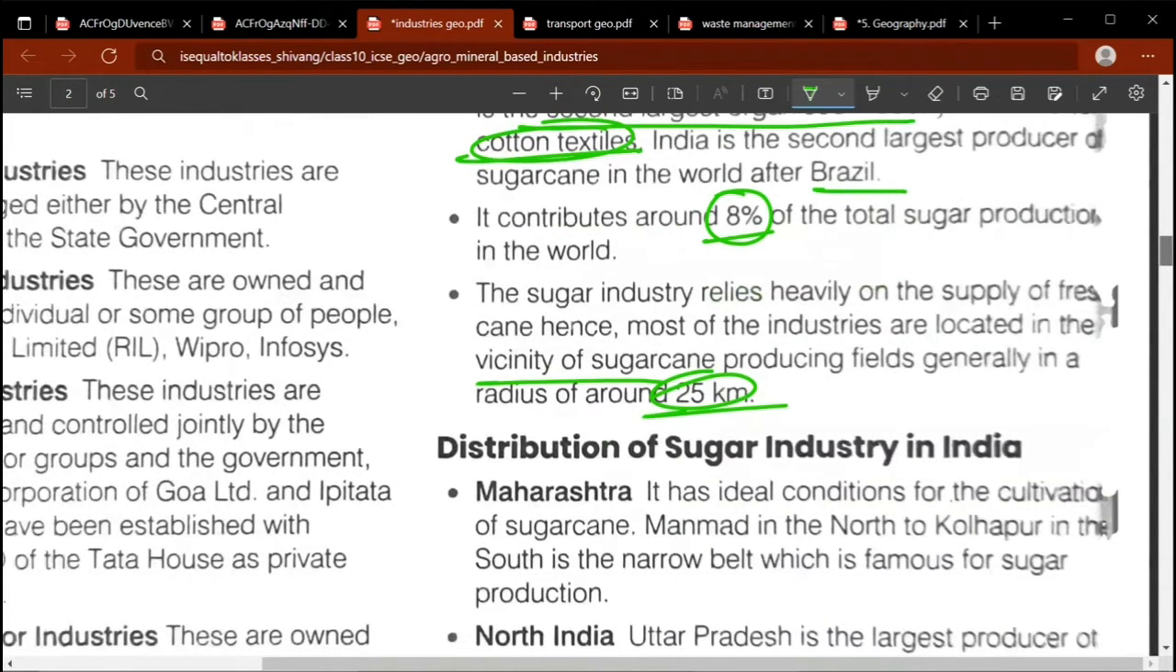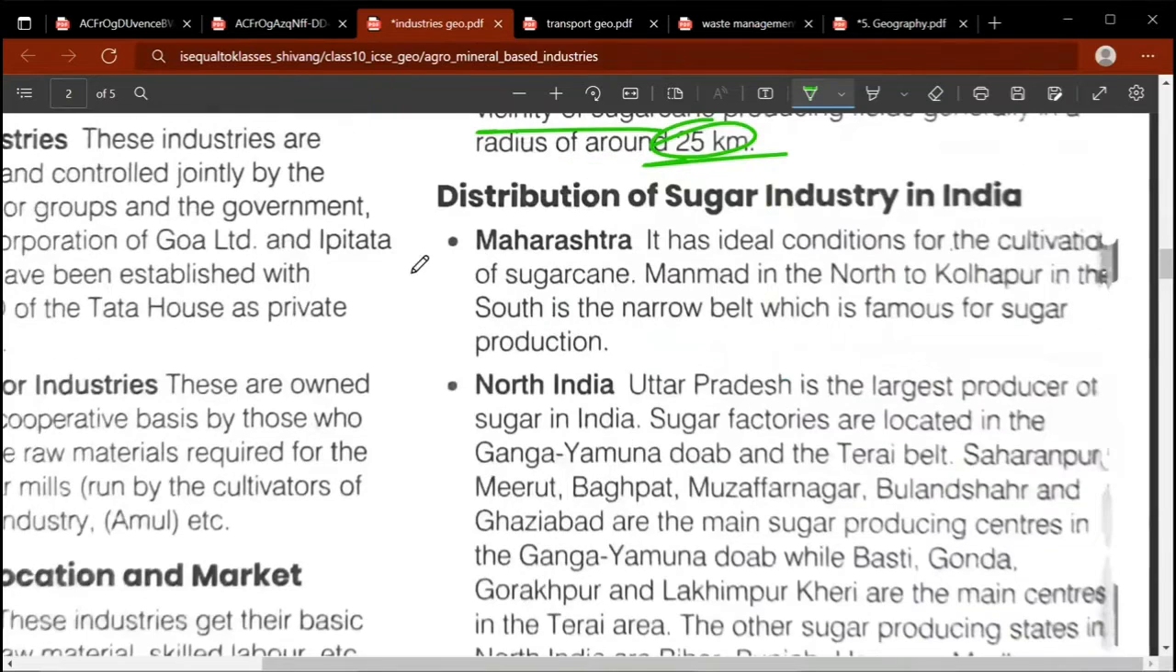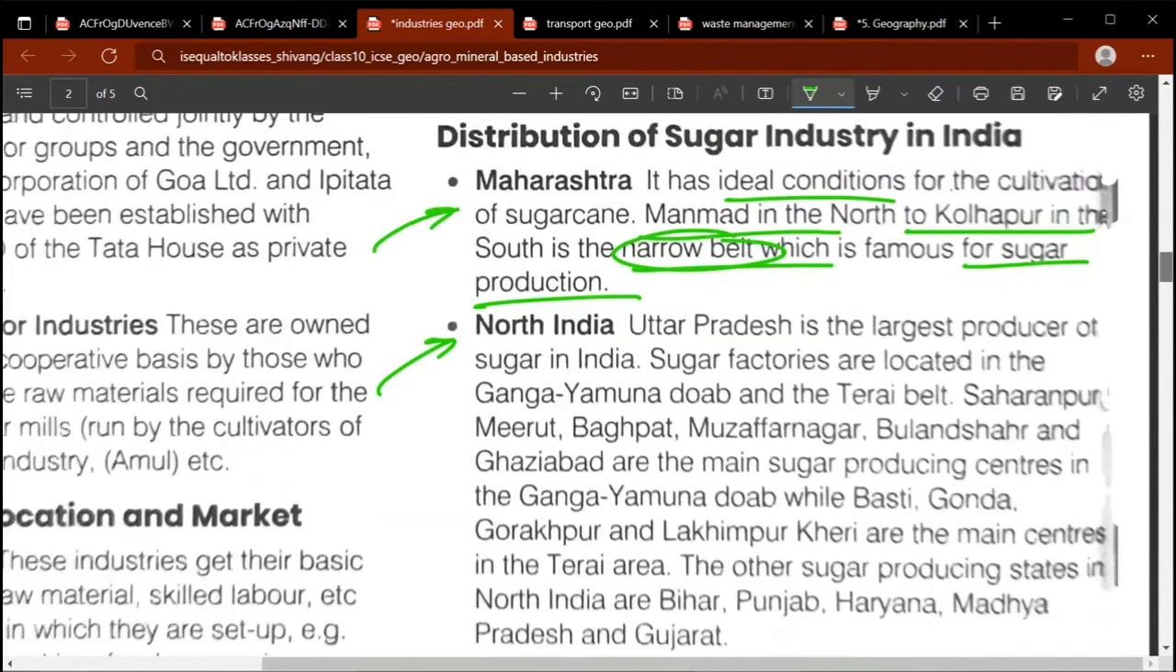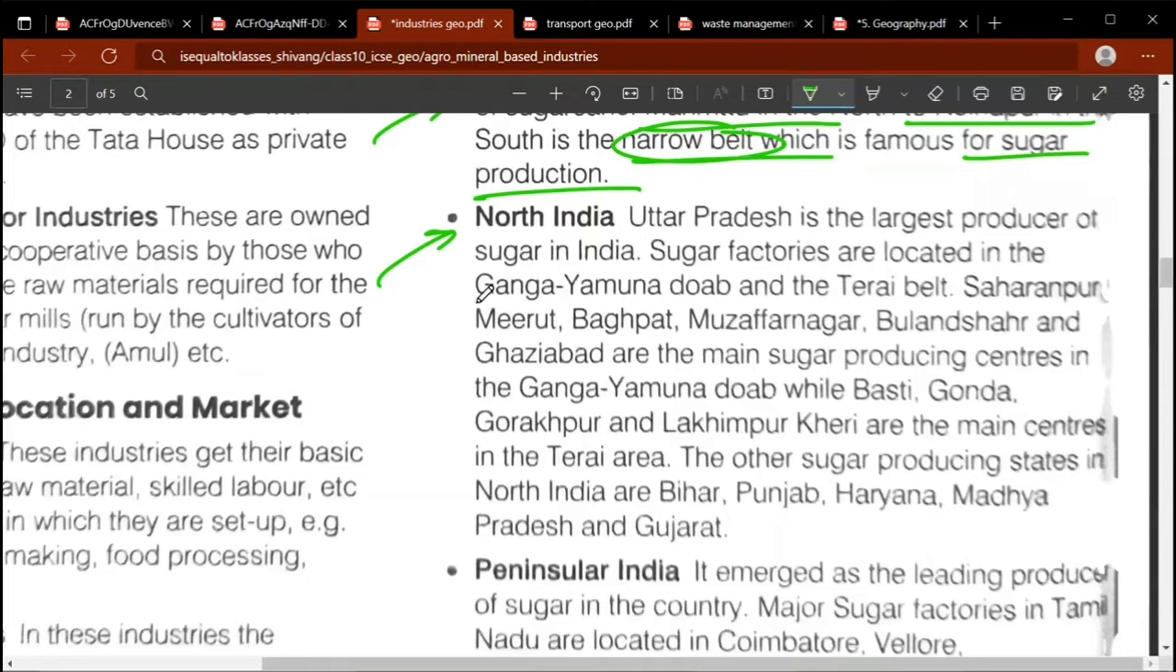Okay, distribution of sugar industry in India. So Maharashtra, it has the ideal conditions for cultivation of sugarcane. Manmad in the north to Kolhapur in the south is a narrow belt which is famous for sugar production. Then you have North India. Uttar Pradesh is the largest producer of sugarcane in India. Sugar factories are located in the Ganga Yamuna Doab.